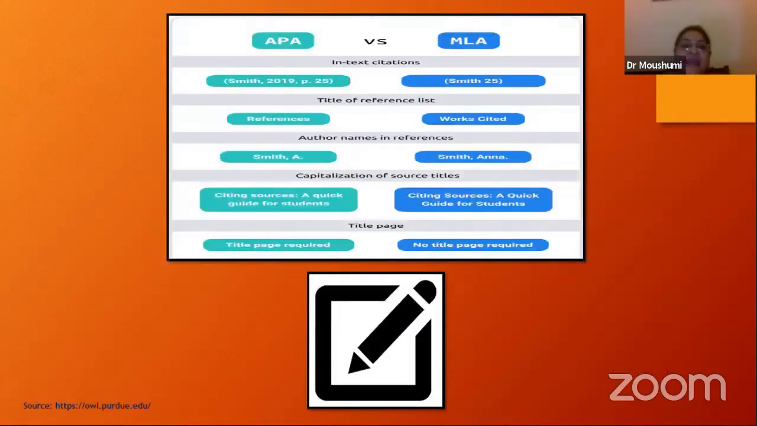So what is the basic difference between APA and MLA style? Both have in-text citations, but in the APA system we put the date, and in the MLA system we do not put the date. That is why the APA system is very important for science, and the MLA system is very important for literature. In references, we do not use the word references for MLA; we use works cited. But in APA, we use the term references. In APA, we use the last name and the initial of the first name, but in the MLA system, we use the full name. Capitalization also is very different. Even the title page gets lots of importance in APA, but MLA does not give so. So these are the basic differences between APA and MLA.